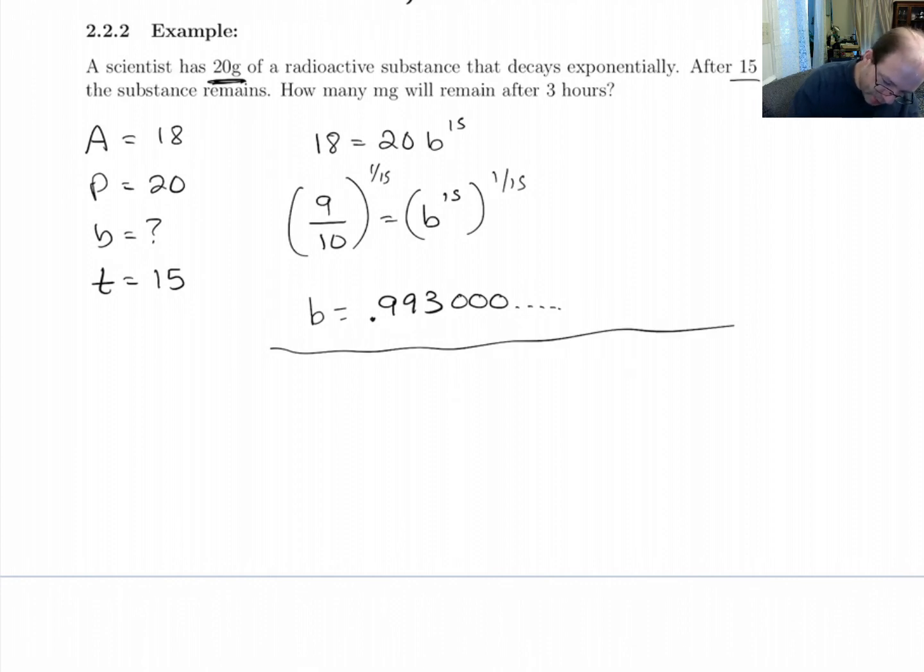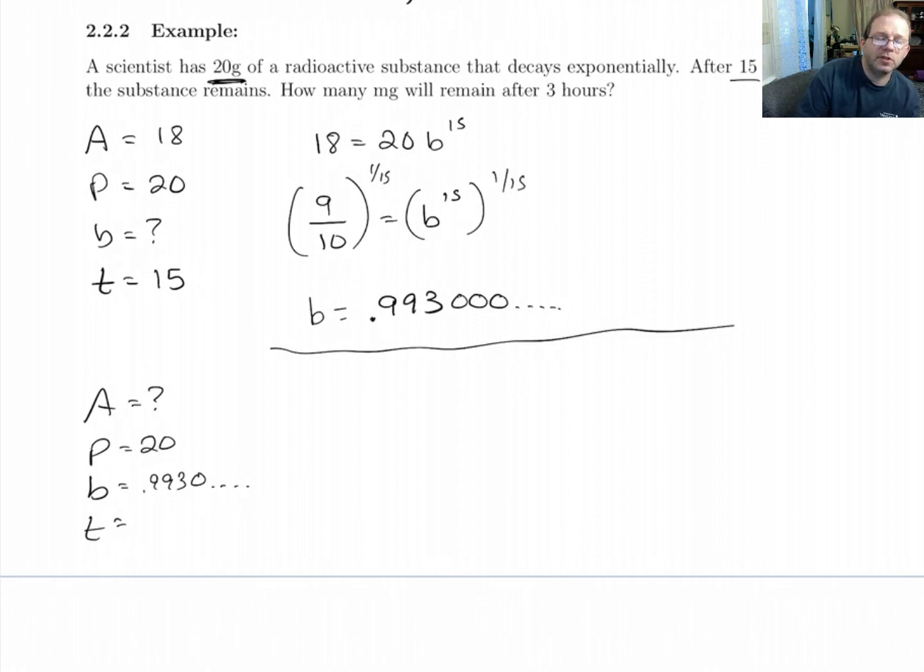How much will remain after 3 hours? The A is the amount we're looking for. P is what we started with, that's 20 grams. B is 0.993, etc. And T in this case is 3 hours, but since we've been using minutes before, we need to convert that into minutes. So it's 180 minutes.